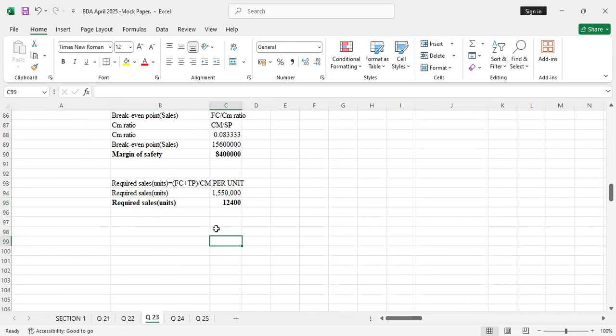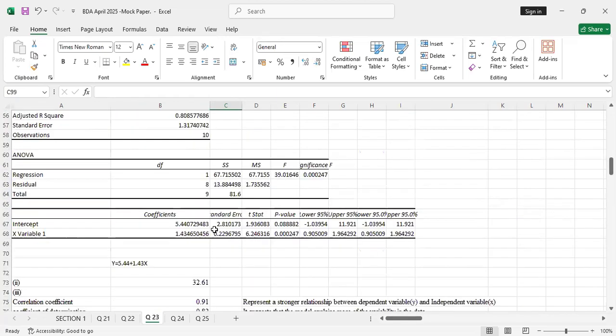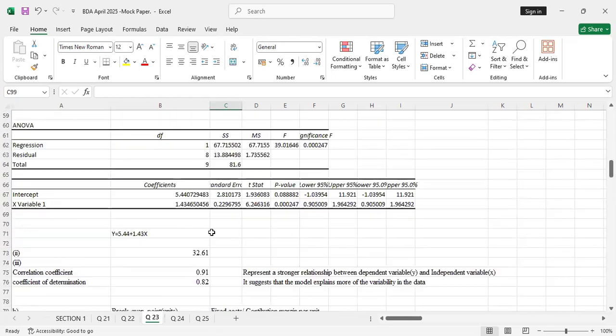As simple as that, and you get your 20 marks. This is an area that in business data analytics you will be tested, even on your paper next week.